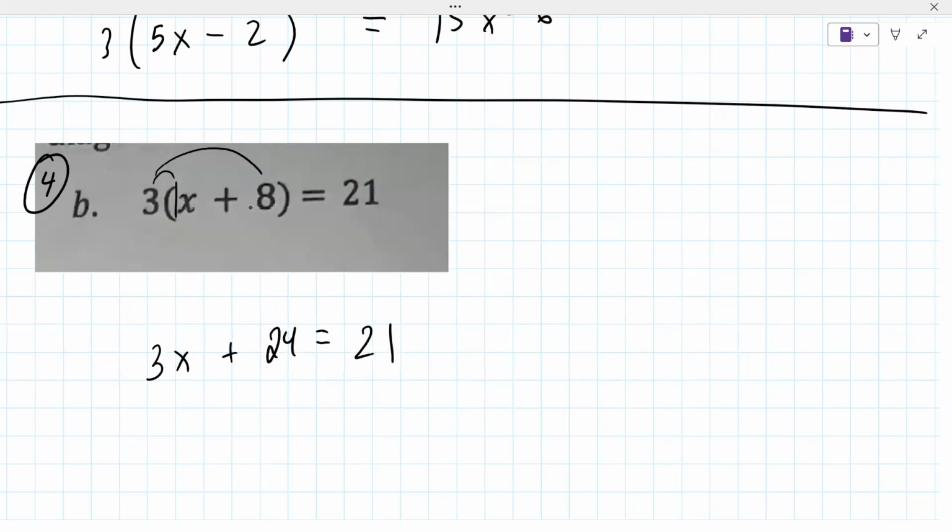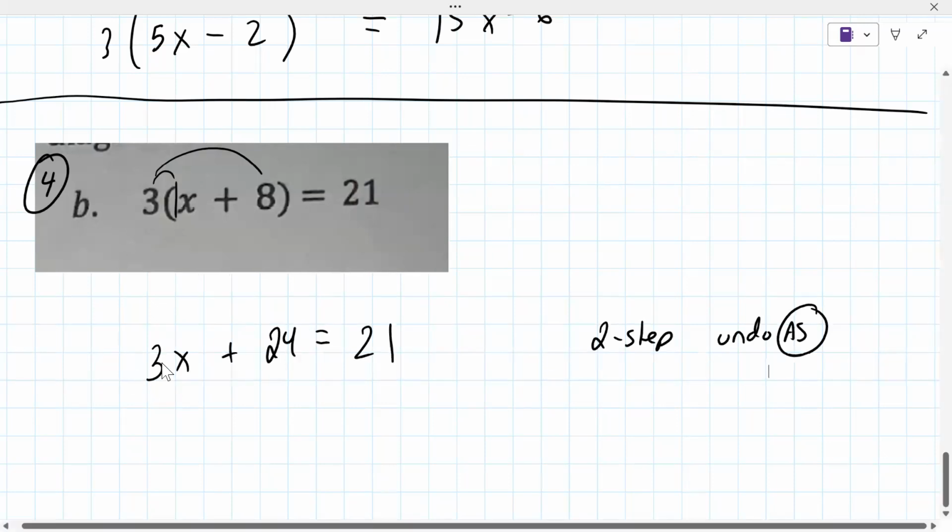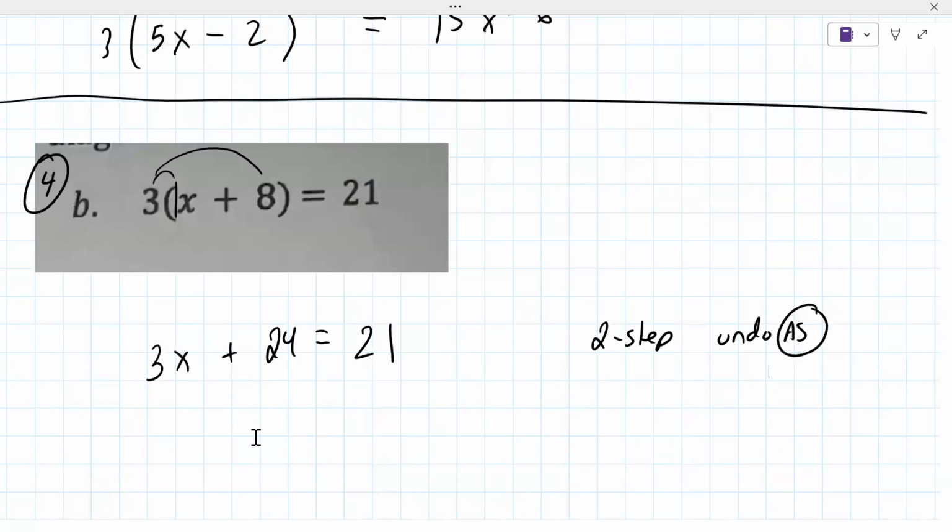Okay. All right, now this is a two-step equation. And you solve a two-step equation by first undoing addition and subtraction. So you look at the side with the variable. What's the side with the variable? It's the left side. What number is being added? 24. So how do you undo addition by 24? Subtract.